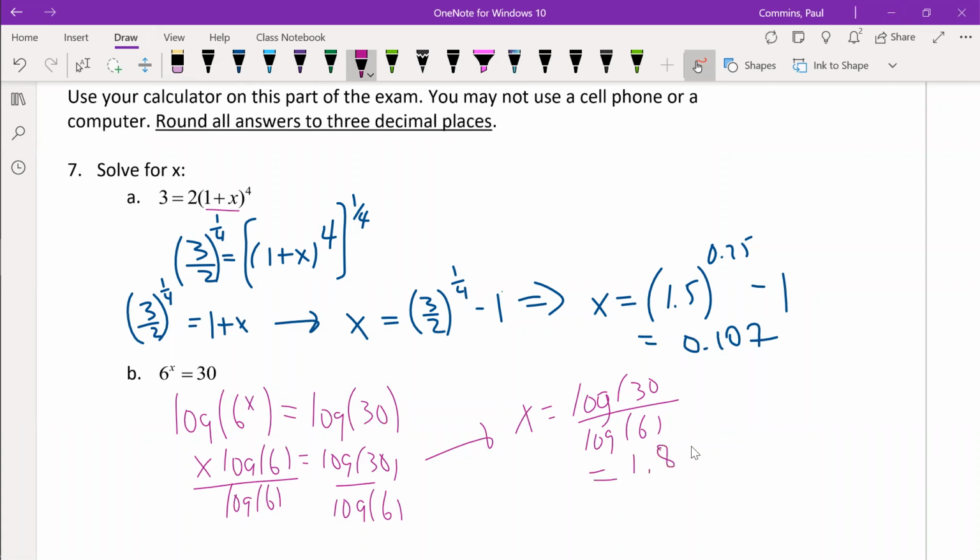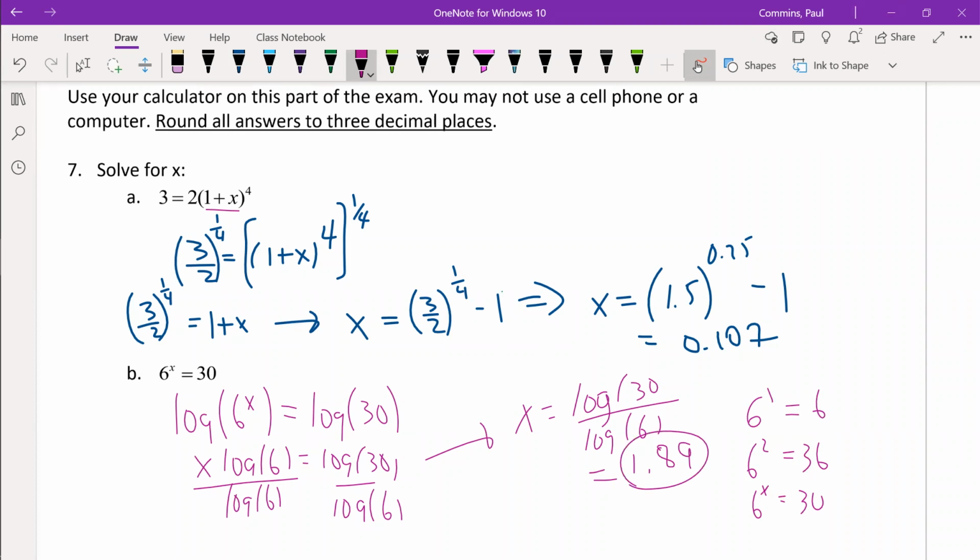And before you move on, you should do a quick reasonableness check to make sure that McDonald's isn't charging you $400 for a Big Mac. This one certainly makes sense because 6 to the 1 is 6, and 6 squared is 36. So if we're solving 6 to the x equals 30, that x ought to be somewhere between 1 and 2, and it should be closer to 2 than 1, which is a pretty apt description of 1.89.